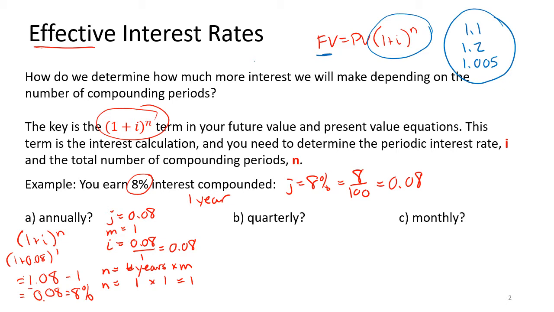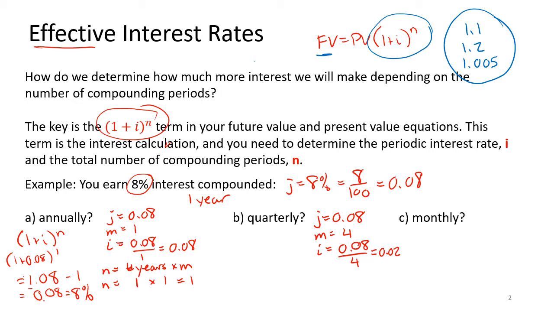Now let's look at a second example, quarterly. If it's quarterly, again, j is 0.08, the nominal interest rate, that hasn't changed, but your m is equal to 4 because it's quarterly. So your periodic interest rate is equal to 0.08 divided by 4, or 0.02.